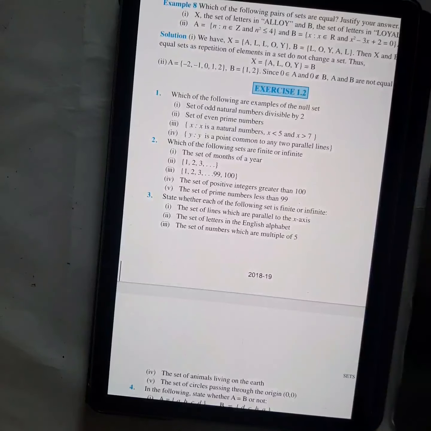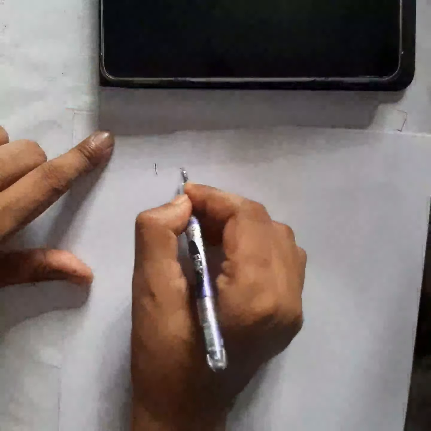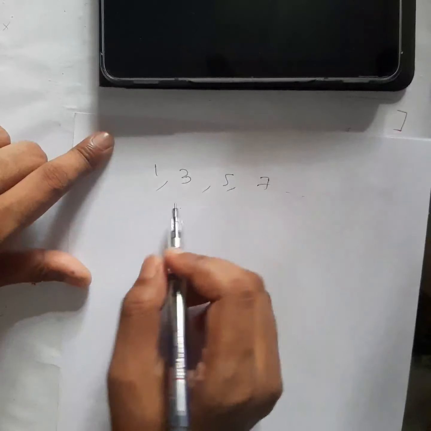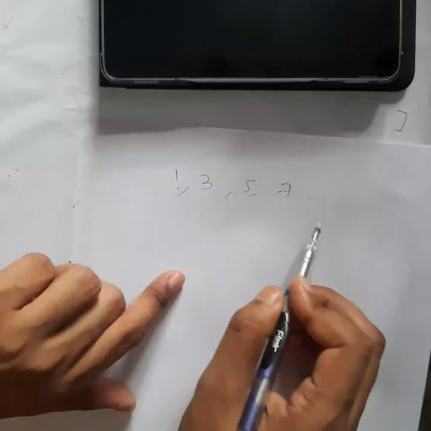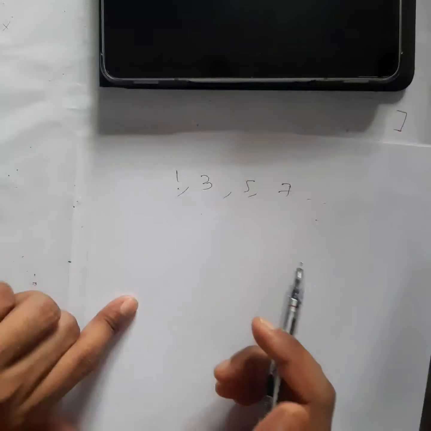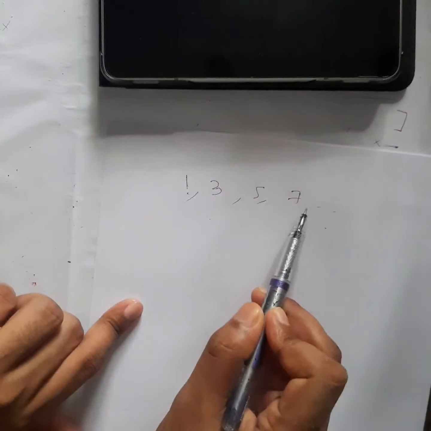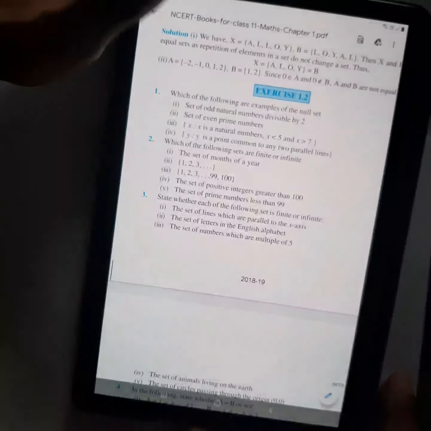Odd numbers are what? 1, 3, 5, 7. These are odd natural numbers, right? Now can you divide these by 2? Dividing by 2 means your quotient should not be a decimal. It should always be a whole number. That is called exactly divisible. You know factors and all, right? So these will never be divided by 2. That's why the set they have given is a null set, as you cannot get any element there.